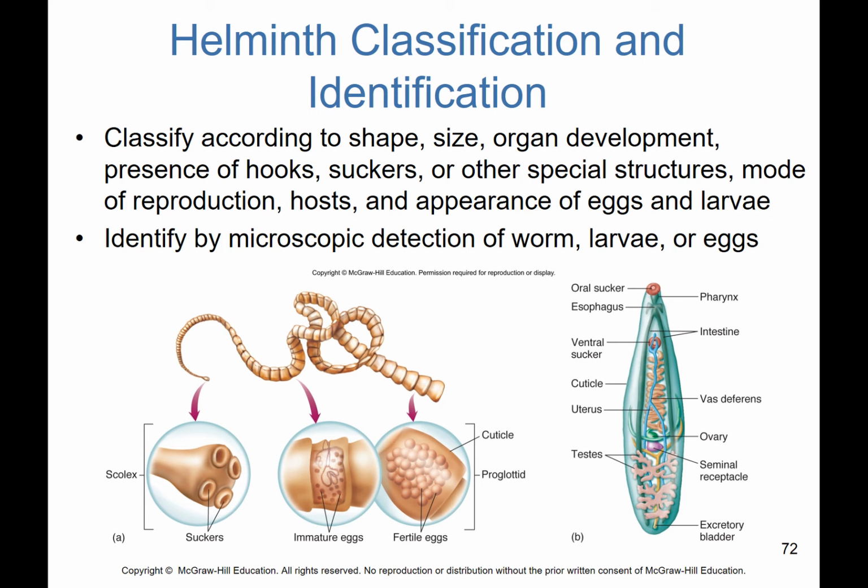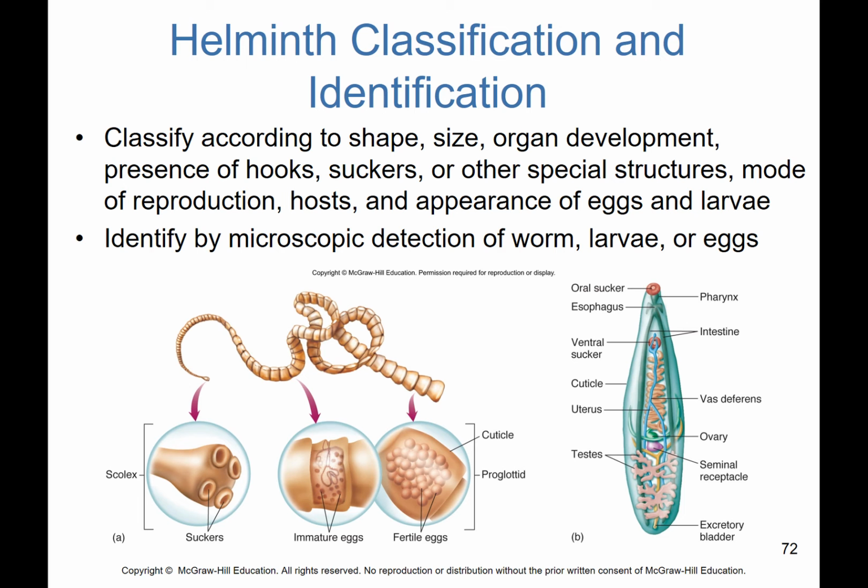So we classify helminths, or we group those parasitic worms, according to the shape. What do they look like? How big are they, or their size? How poorly or well developed are their organs? Do they have hooks, suckers, or some other type of special structure that allows them to attach to the organism? How do they reproduce? And what do their eggs and larvae look like?